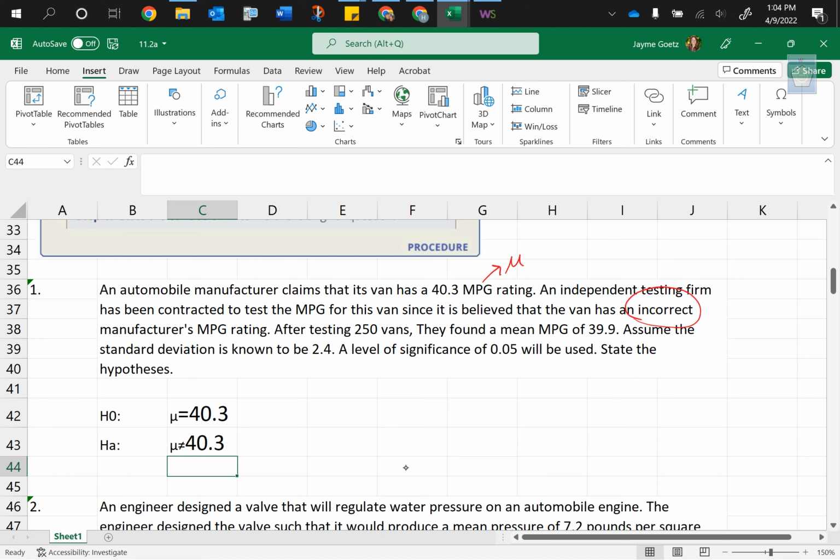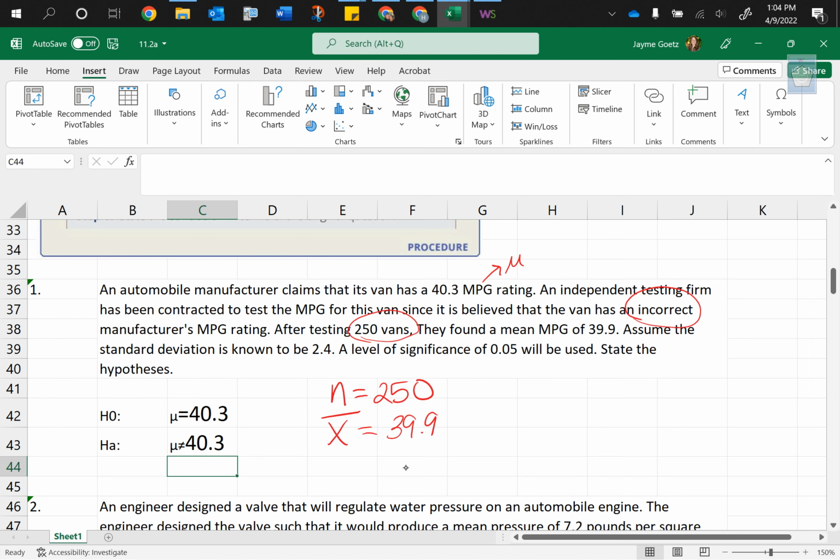They also said, after testing 250 vans, well dang, that right there is my sample. So my sample size is 250. They found a mean miles per gallon of 39.9. So this would be the mean of my samples. So that's going to be X bar, so 39.9.